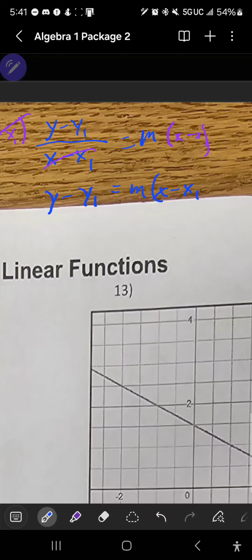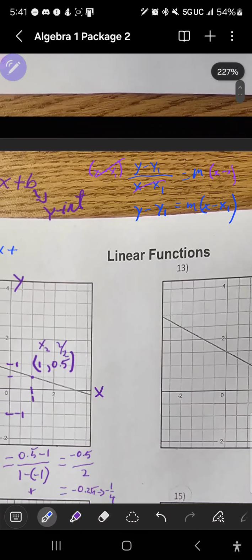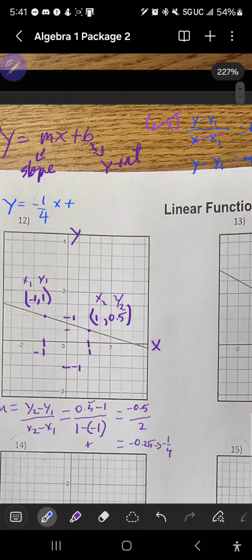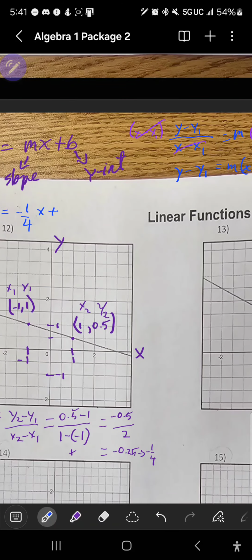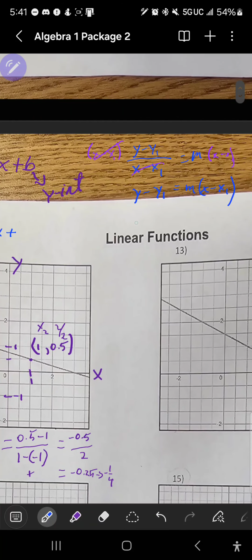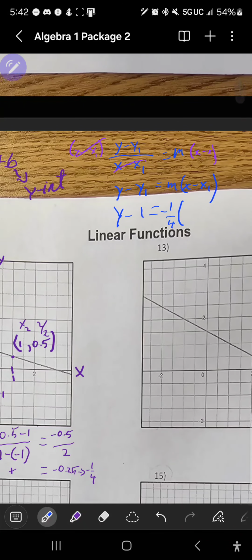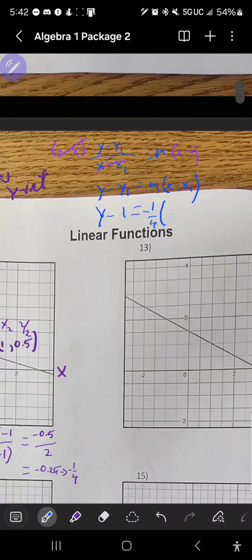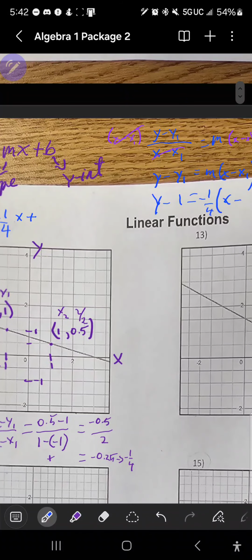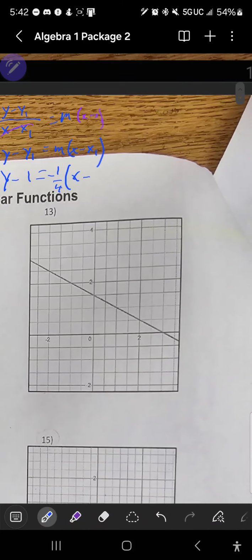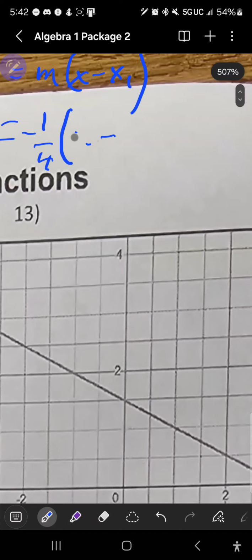Now based on this, I can substitute any point that we have. I'm going to use negative 1 comma 1 since it is the easier one to use. So I can say that y minus 1 equals negative 1/4, I have the m, times x minus the value of the x, which is negative 1. So negative and negative is positive. So I will say x plus.